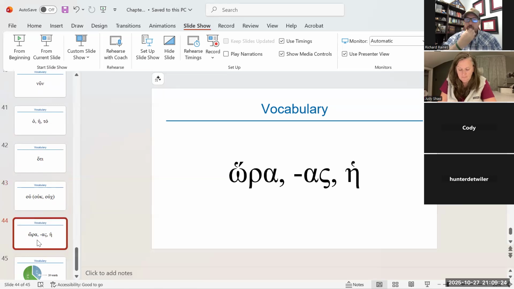And then I've been saying this one over and over. It's got a rough breathing mark. What's that word? Hora. Hora means what? Hour, occasion, or moment.